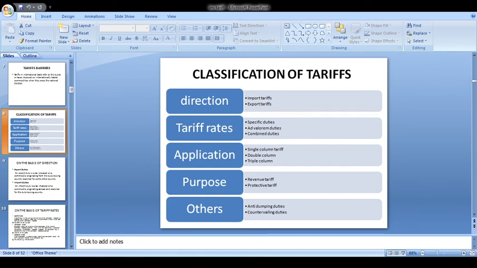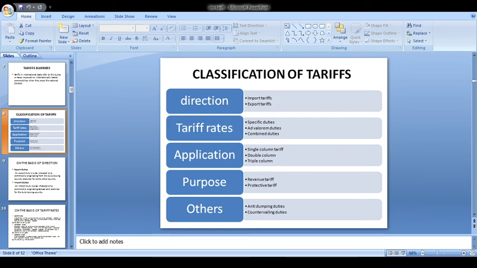Now, next is ad valorem duties. These duties are levied as a fixed percentage of the value of the commodity imported or exported. Thus, while a specific duty is based on the quantum of the commodity imported or exported, this duty is based on the value of the commodity imported or exported. For example, 10% tax on the imported or exported goods.